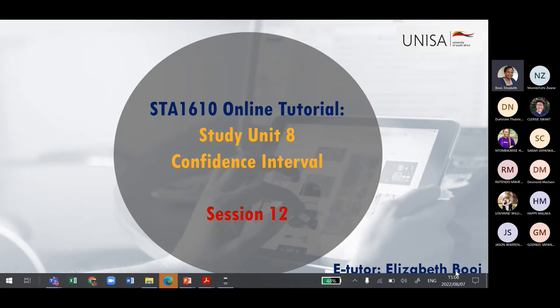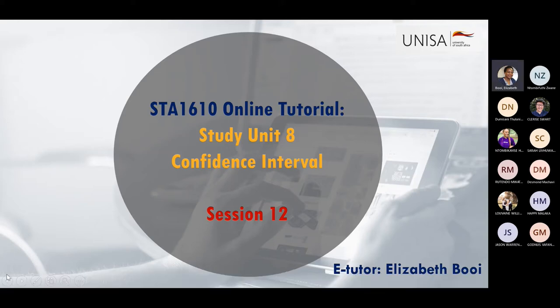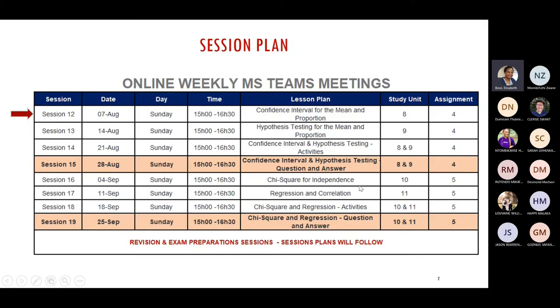And we can start with today's session. So today we're going to be looking at confidence intervals. But before we start with the session, just to recap on the session plan for the next couple of sessions that we're going to have.